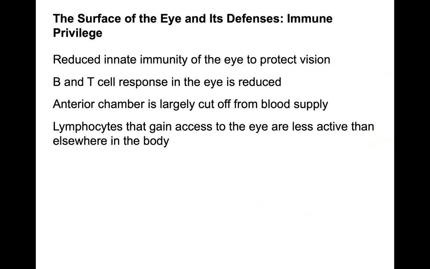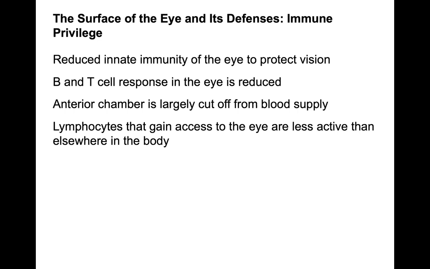And if you look at the surface of the eye and its defenses, you have what's referred to as immune privilege. What this means is reduced innate immunity. The eye helps to protect vision. The T cell responses in the eye are reduced significantly. The anterior chamber is largely cut off from blood supply. Lymphocytes that gain access to the eye are less active than anywhere else in the body.